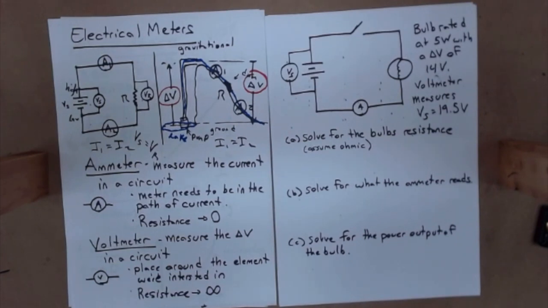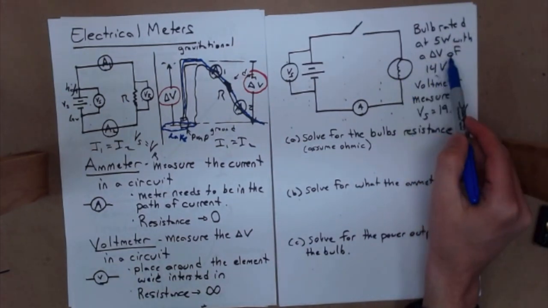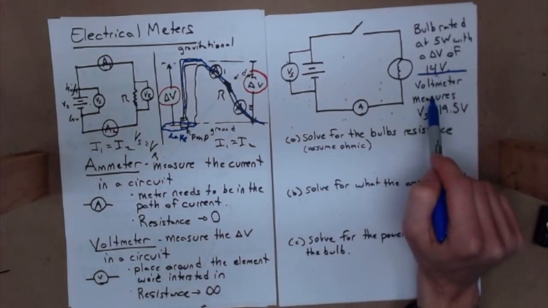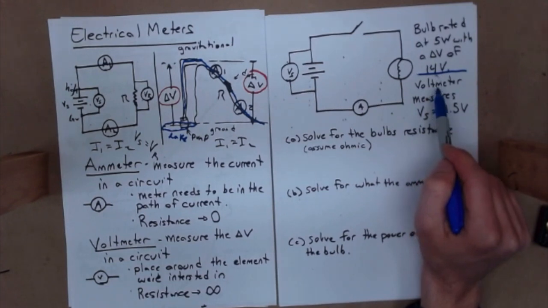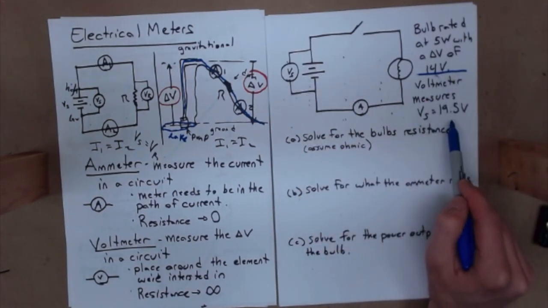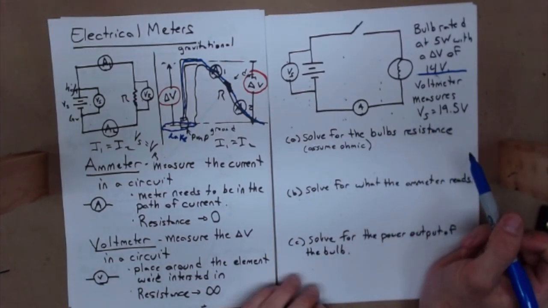Okay, so here we have our sample problem. Bulb rated at 5 watts with a delta V of 14 volts. So this is like the standard that's given, much like a 60 watt light bulb has a 120 volt standard. Then we say that the voltmeter here measures 19.5 volts. First thing is solve for the bulb's resistance, assuming that it's ohmic.